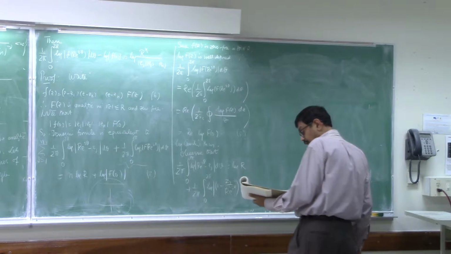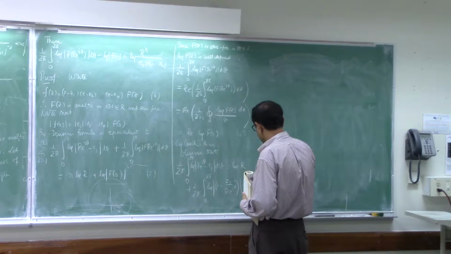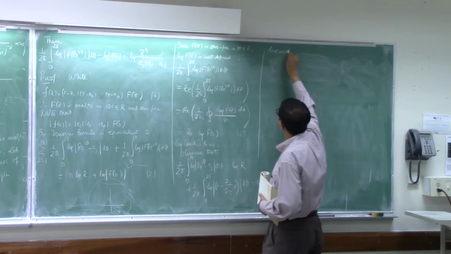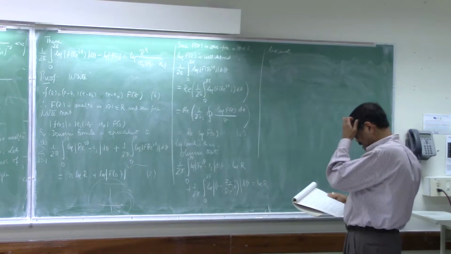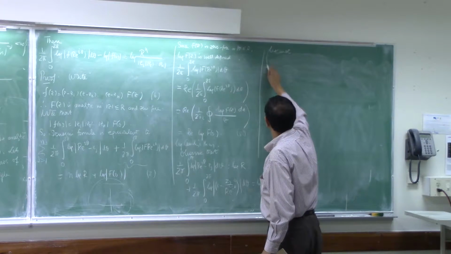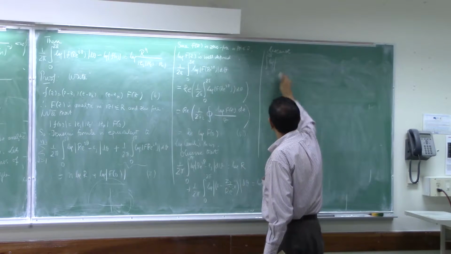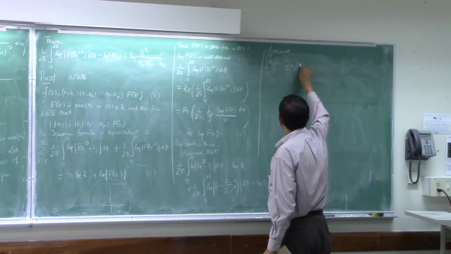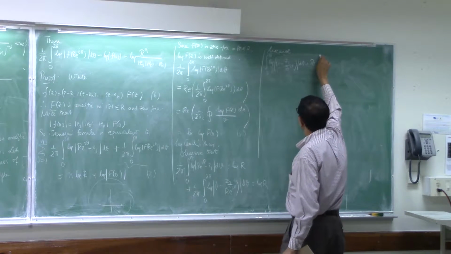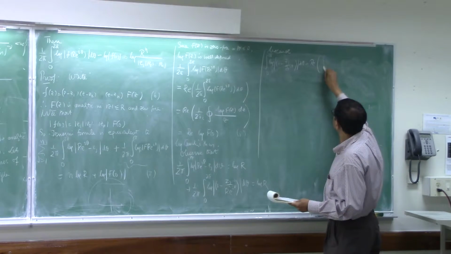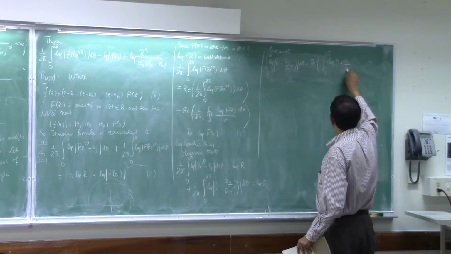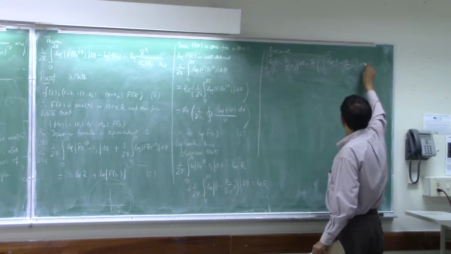Okay, so this is just log r. Now, why? I claim this is log r because the integral from 0 to 2 pi of the logarithm of the absolute value of 1 minus zj over r e to the i theta d theta is the real part of the integral from 0 to 2 pi of the logarithm of 1 minus zj over r e to the i theta d theta.